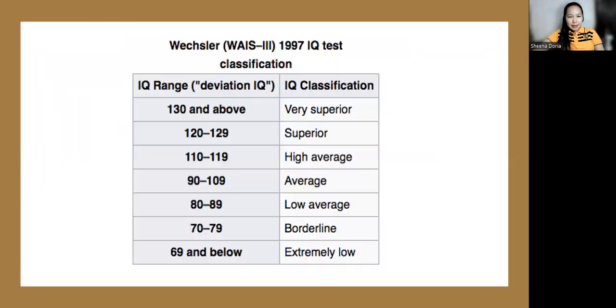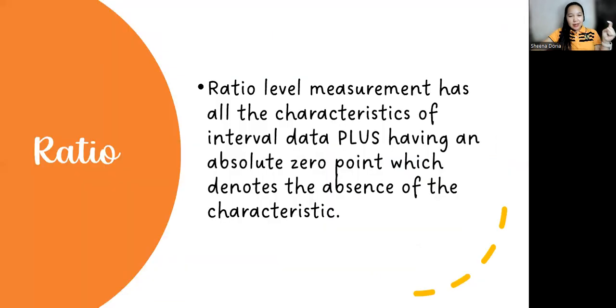So, another example is your IQ test. Ayan, 70 to 79. You know, the difference is exact. Okay. And the highest form of data, and konti lang yung difference niya between interval data, is the ratio level data or ratio level measurement. So it has all the characteristics of interval data, plus having an absolute 0 point which denotes the absence of the characteristic. So, ang magkakaiba lang ng interval at ratio, guys, is yung ratio, there is an absolute 0. Ibig sabihin, pag 0 siya, wala talaga siyang characteristic na ganon.